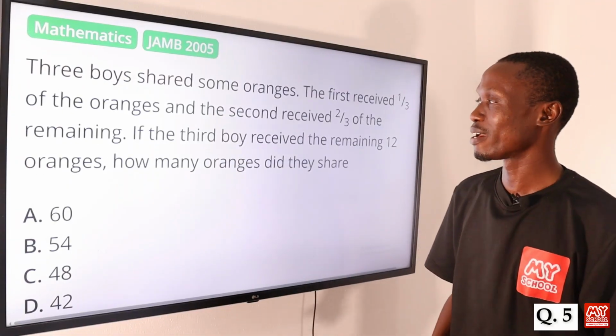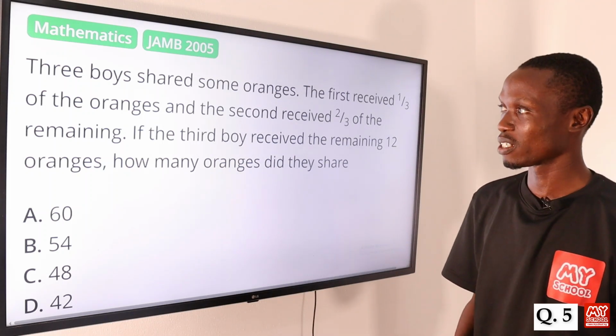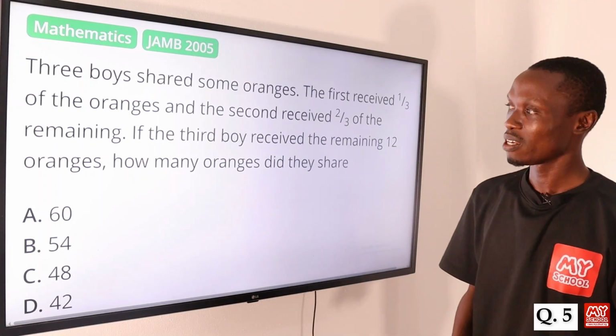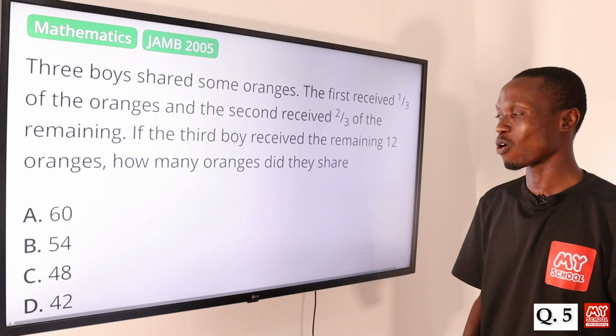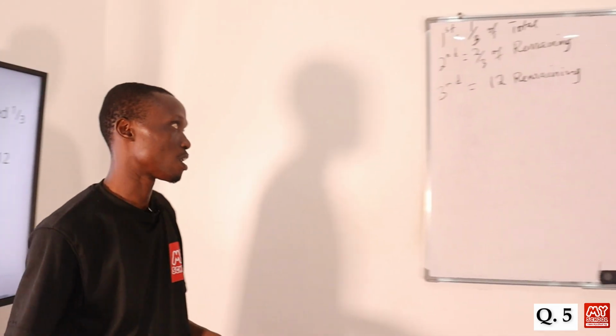Question 5. Three boys shared some oranges. The first received 1/3 of the oranges, and the second received 2/3 of the remaining. If the third boy received the remaining 12 oranges, how many oranges did they share? So let's move over to the board to provide the answer to this question.